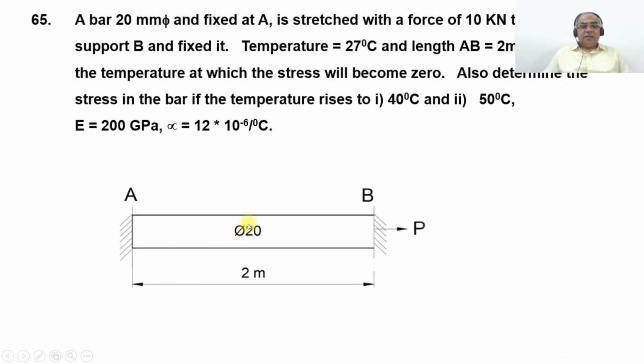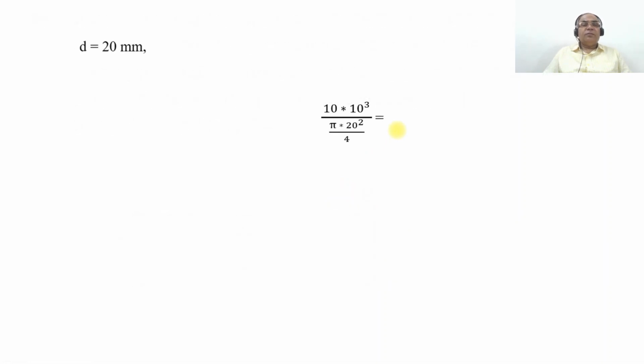So here, this is a 20 mm diameter bar which is fixed at A, is stretched with a force, that means you are acting a tensile force of 10 kilonewton, that is P is equal to 10 kilonewton, to bring it to the support B and fix it. Let us see how we will be able to solve this problem.